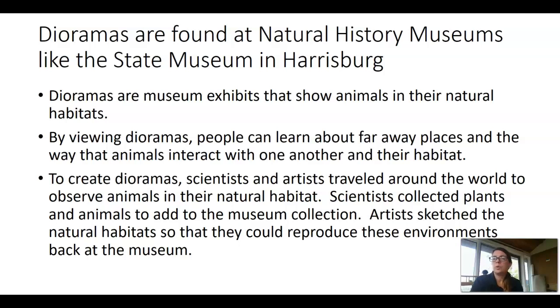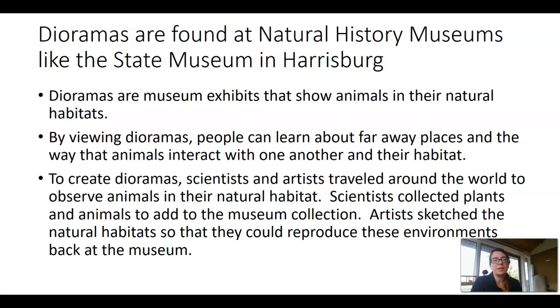To originally create these dioramas, scientists and artists would have traveled all around the world to observe animals in their natural habitat. Scientists would have collected plants and animals to bring back to the museum, to add to the museum collection, both for display and also for study.